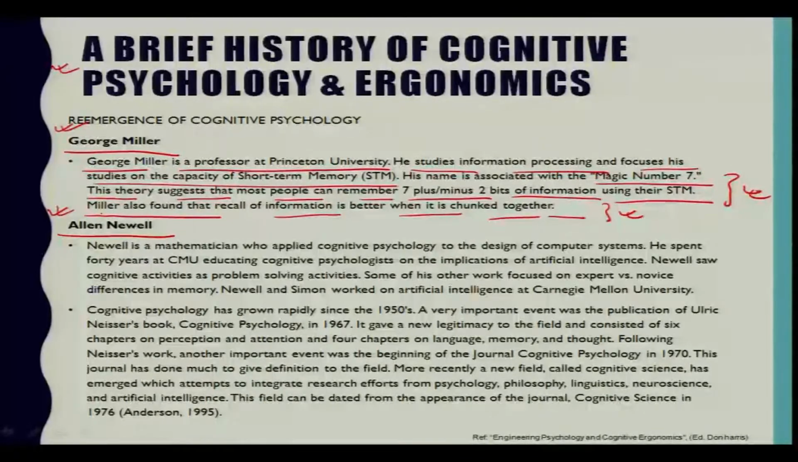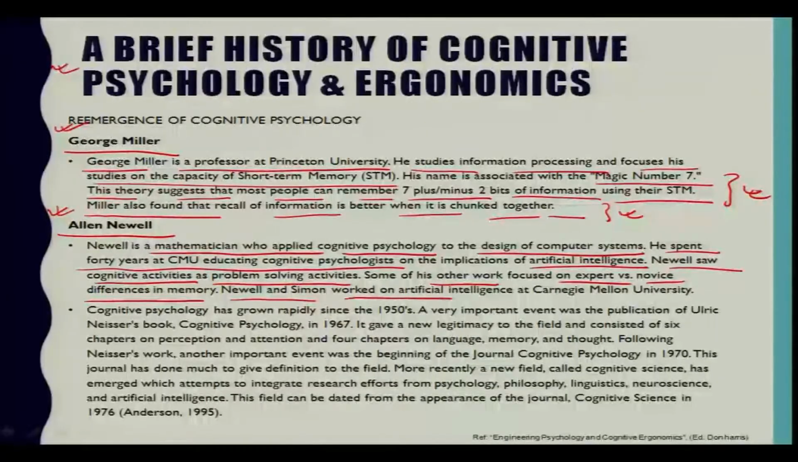Another scientist, Alan Newell, is a mathematician who applied cognitive psychology to the design of computer systems. He spent 40 years at CMU educating cognitive psychologists on the implications of artificial intelligence. Newell saw cognitive activities as problem-solving activities. Some of his other work focused on expert versus novice differences in memory. Newell and Simon worked on artificial intelligence at Carnegie Mellon University.